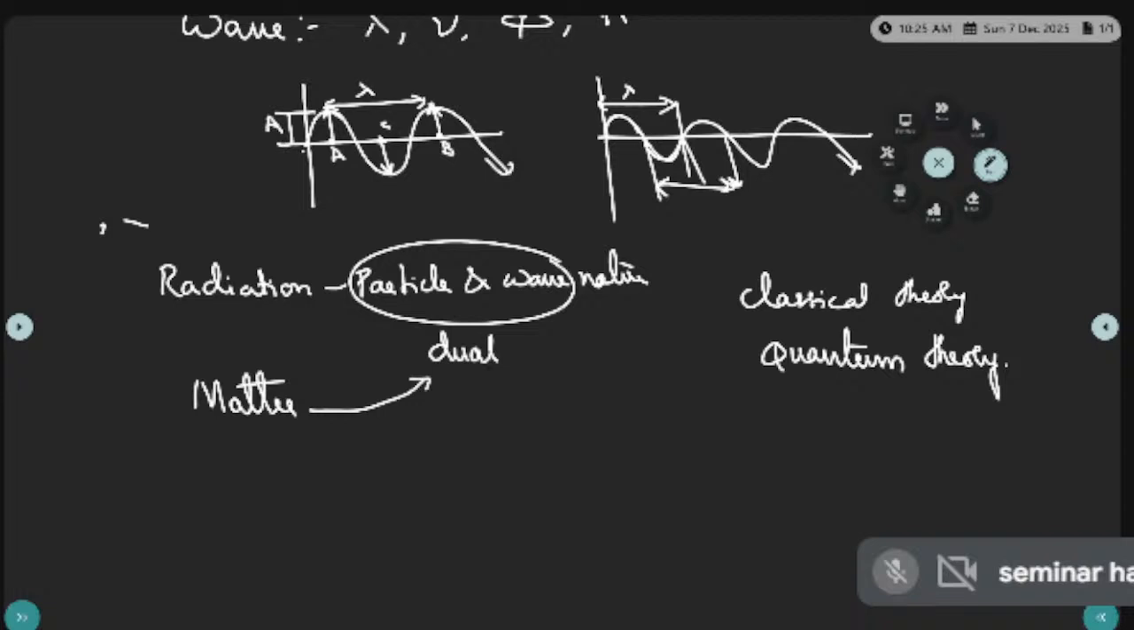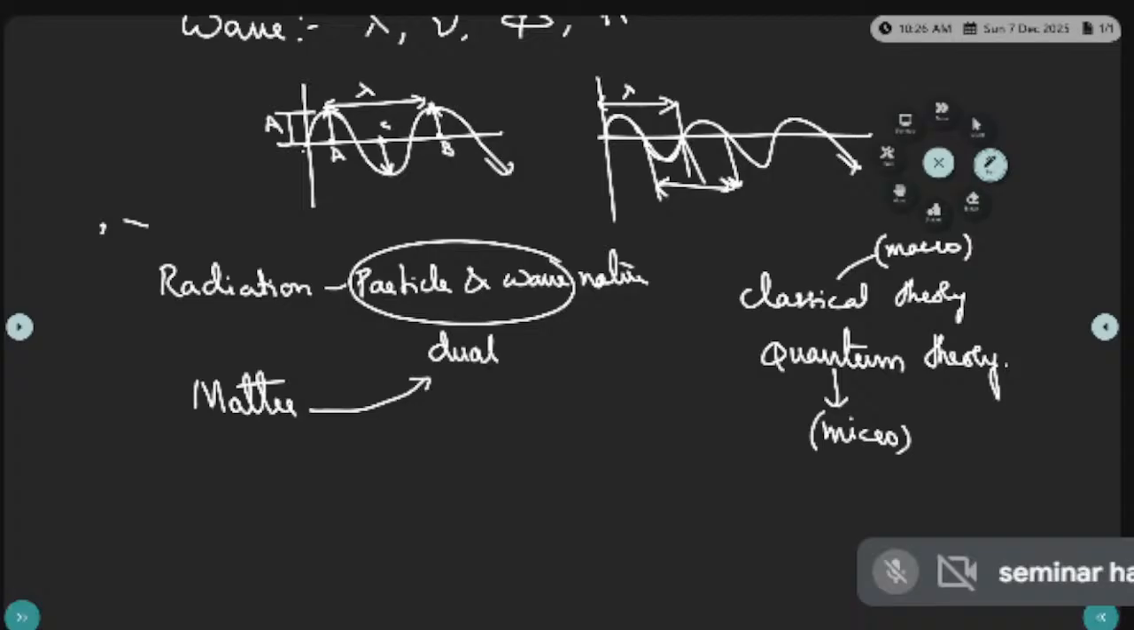Not visible means it is there but very small in size. Very small in size, what do we say? Micro. So quantum theory discusses micro properties, micro sized things. Classical theory discusses macro. Macro means big. Micro means small.